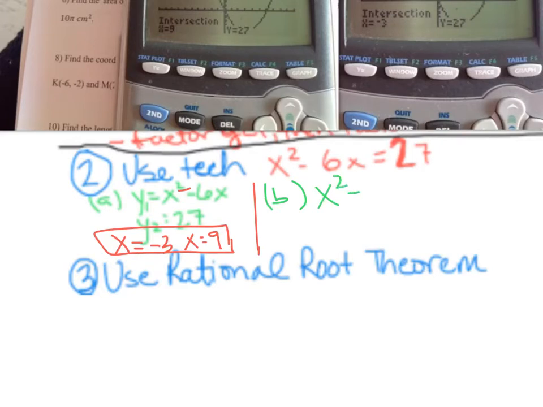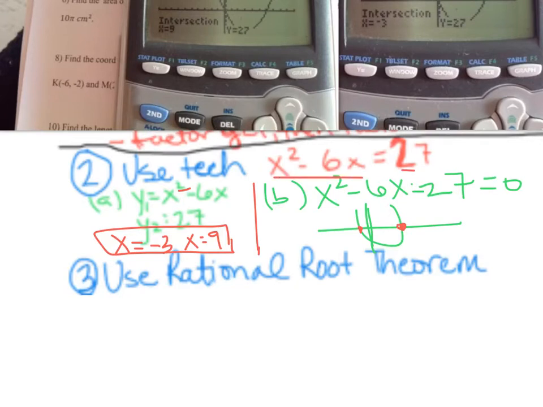So x squared minus 6x minus 27 equals 0. And then you would graph that, you'd get a parabola again. And then this time you'd be looking for the x-intercepts. This is actually a lot more complicated than just trying to find where the two sides of the equation intersect. So we're going to keep going.